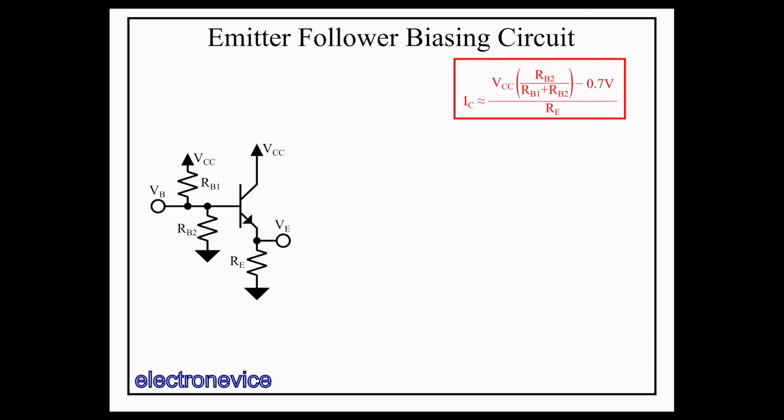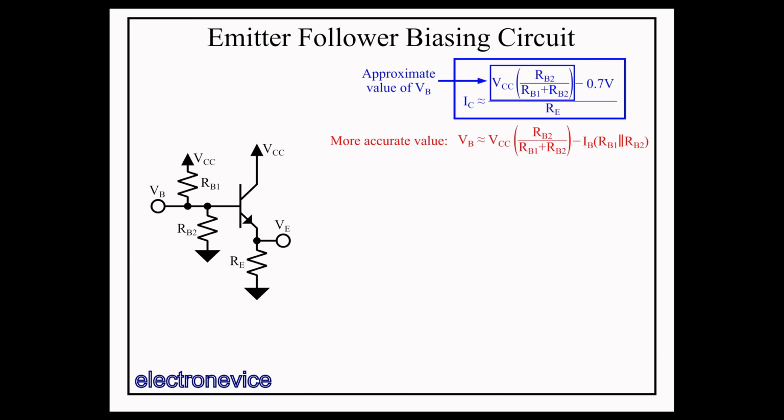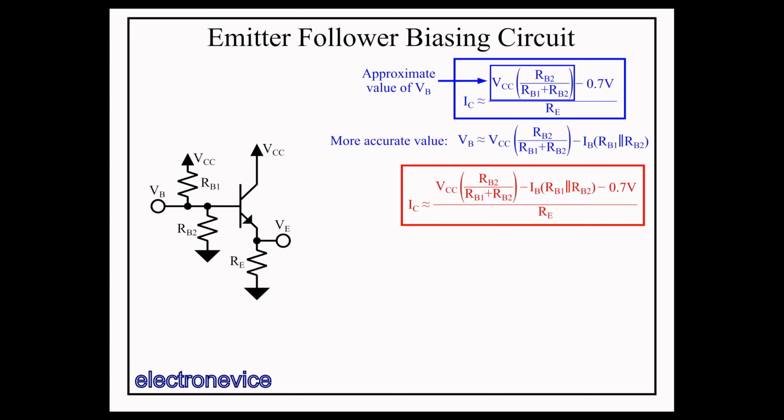However, this time I'm going to add back in the effect of the base current on the base voltage, since it's best to keep that term in mind, since it is often large enough to be considered when using this kind of biasing circuit. I was a bit too quick to apply that approximation in the previous video. Recall that this portion of the equation is the approximate value of the base voltage VB, with this equation being the more accurate value, resulting in this modified equation.